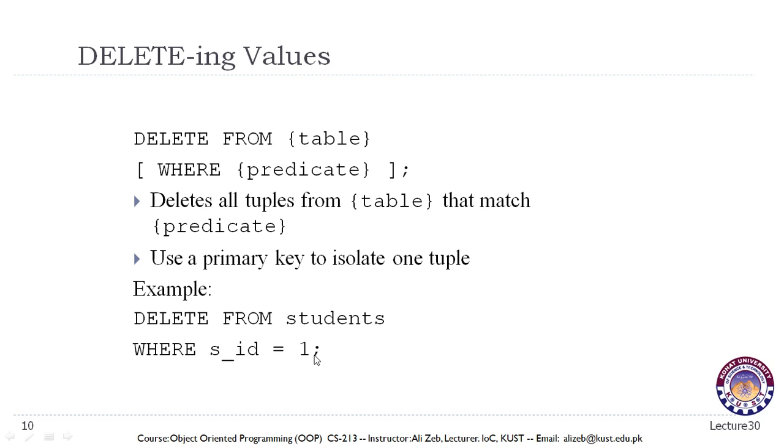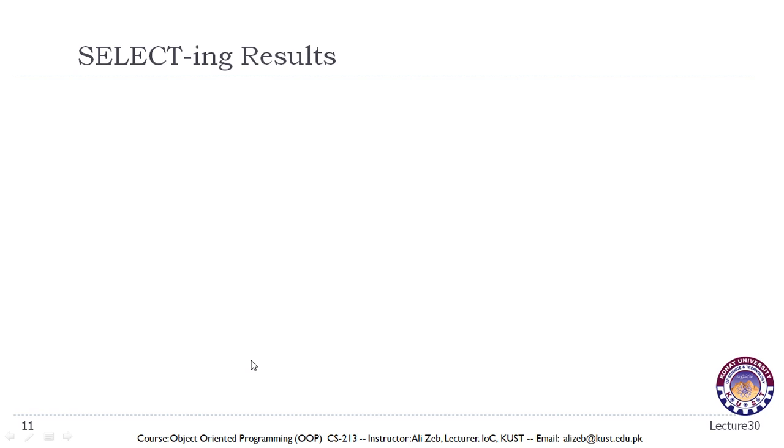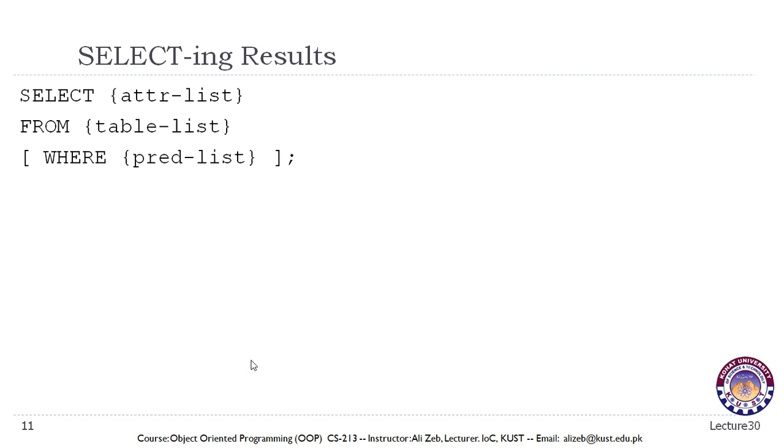We can then use this to search for a particular student. For example, you want to search for a student with a registration name and you want to delete that student. You can select the results from the tables. As we saw, select the attribute list from the table or table list where there is a predicate list. So if you want to select a certain condition, then you can provide that in the predicate list.